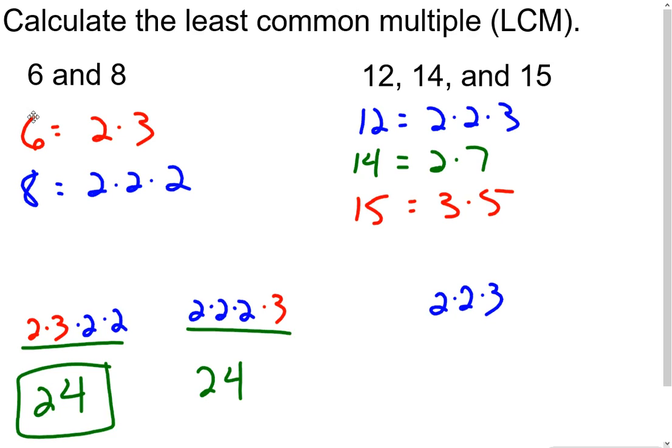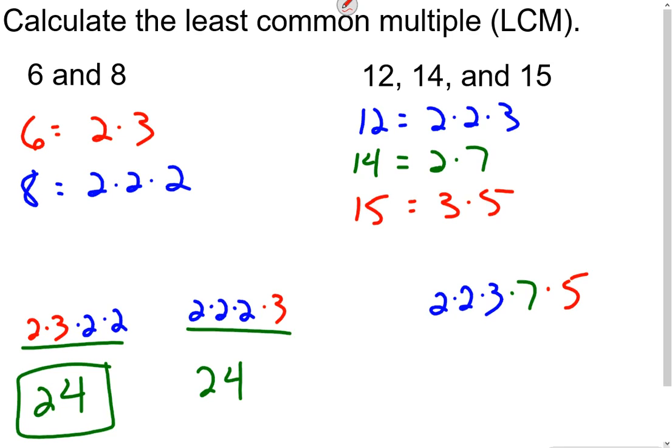And now I ask myself, well, what's the 14 have that's missing in my least common multiple? Well, the 7 is missing. The 2 is already there. I don't have to put that one in there as well. And then I go to the 15 and go, what's that one have that's not in my least common multiple yet? And that's the 5.